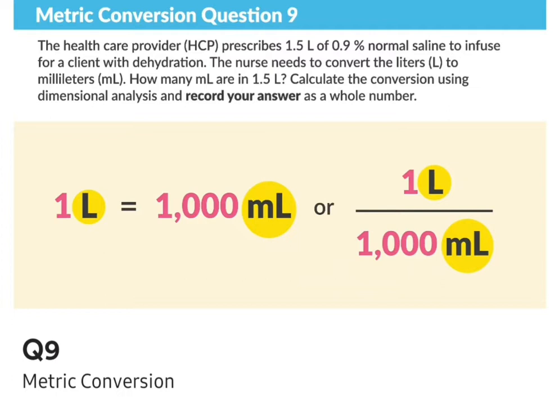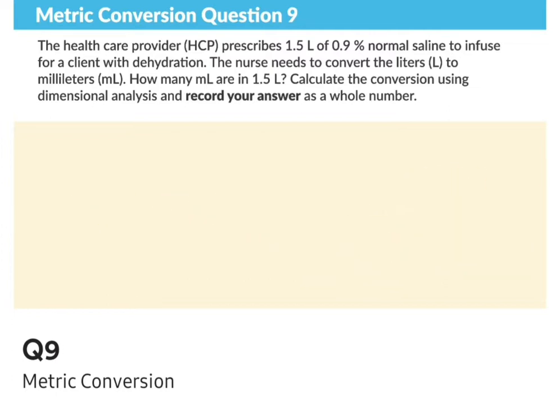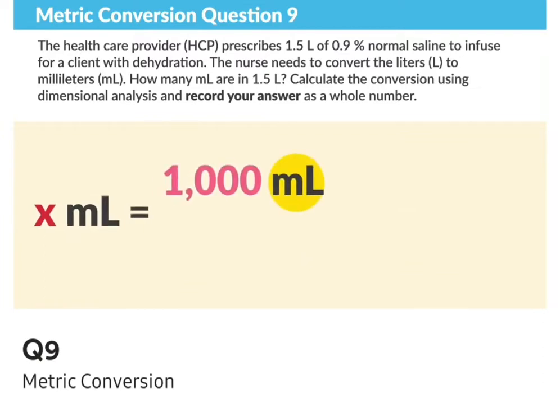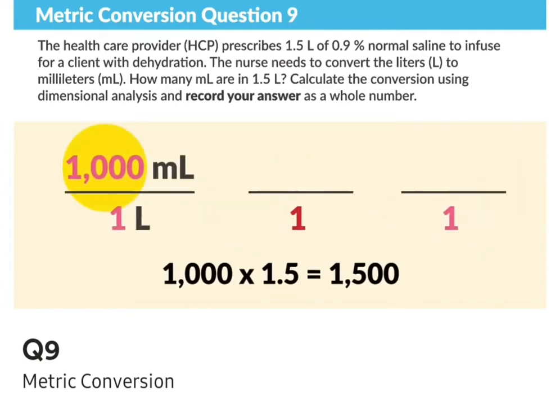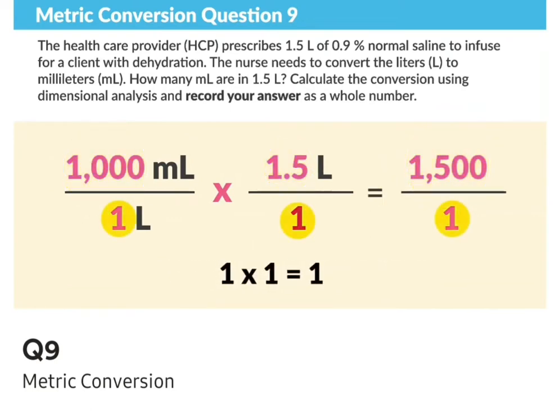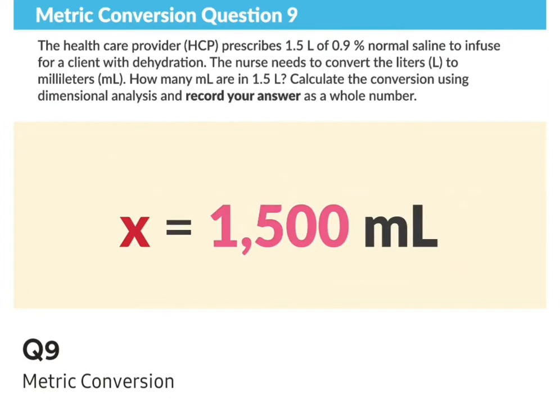Next, we're setting up the equation. So what are we calculating for? We're calculating for x mLs. So x mLs equals 1,000 mLs over 1 liter. And we're multiplying that by 1.5 liters. Now that everything's set up, we simply multiply across and multiply on the bottom. So 1,000 times 1.5 is 1,500. And on the bottom, 1 times 1 is just 1. Now we divide. 1,500 divided by 1 is 1,500. So the correct answer is 1,500 milliliters.